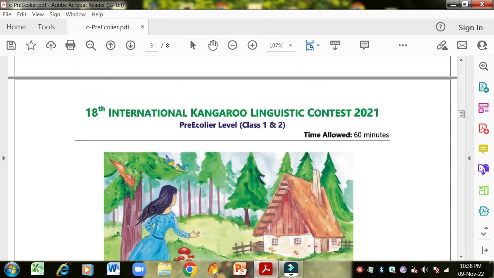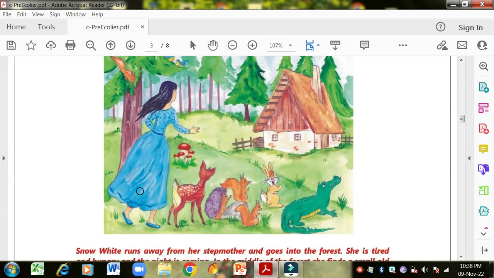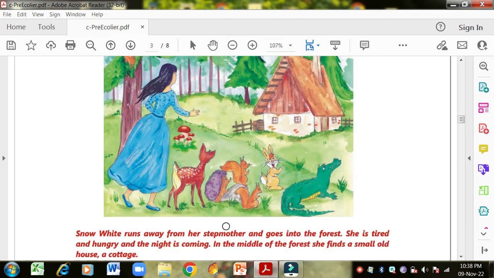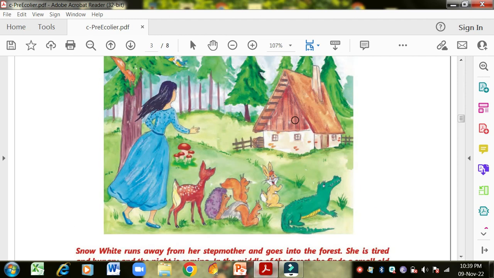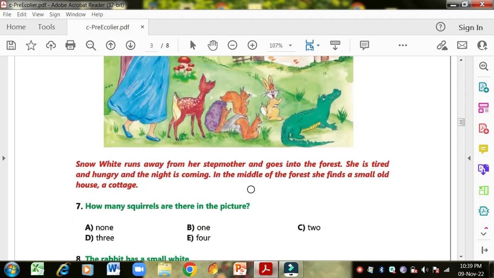Okay, now move towards third page. You can see Snow White and animals are there and there is a cottage over there. Let's read out. Snow White runs away from her stepmother and goes into the forest. She is tired and hungry and the night is coming. In the middle of the forest she finds a small old house, a cottage. Cottage is a small old house. You can see this. This is a cottage.